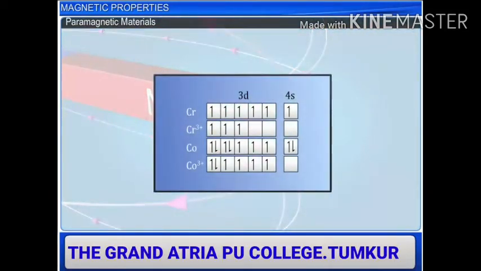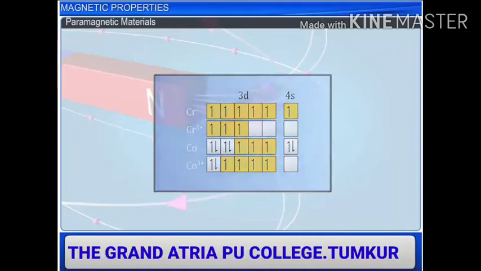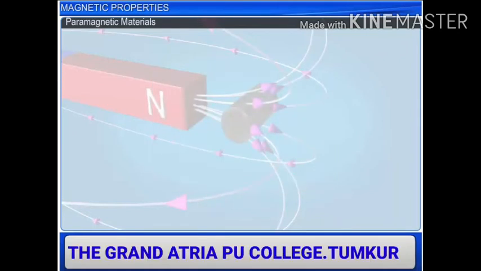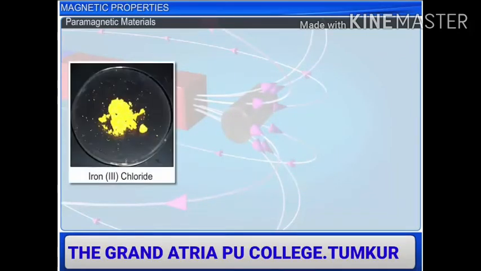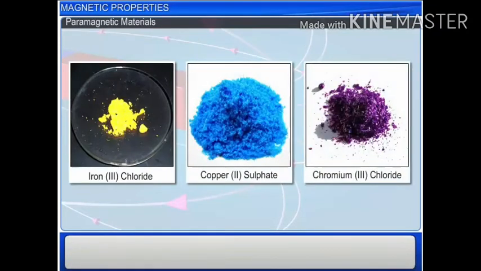Paramagnetism is due to the presence of one or more unpaired electrons, which are attracted by the magnetic field. Some examples of paramagnetic materials are Fe³⁺, Cu²⁺, and Cr³⁺.